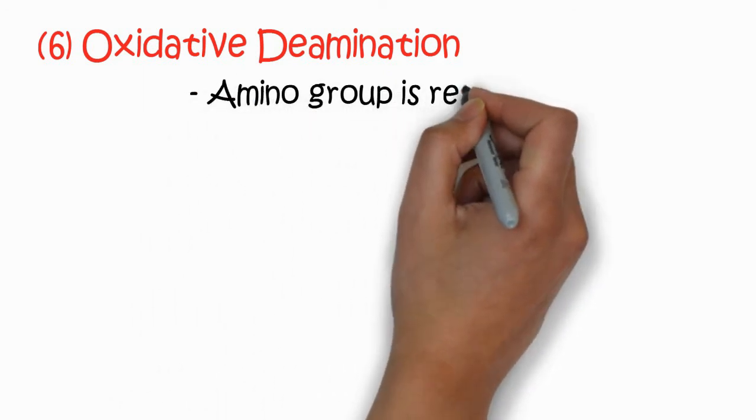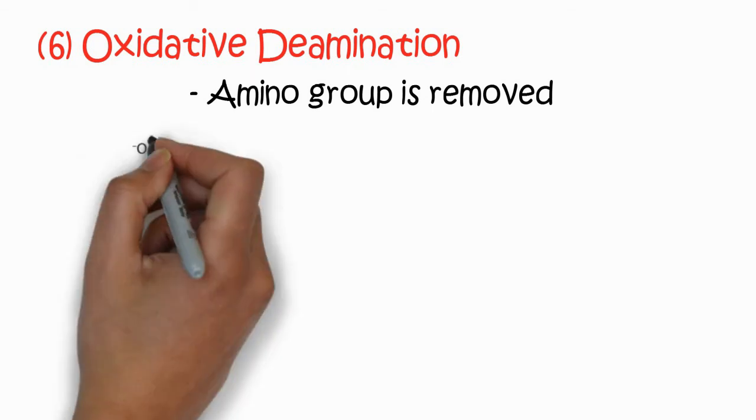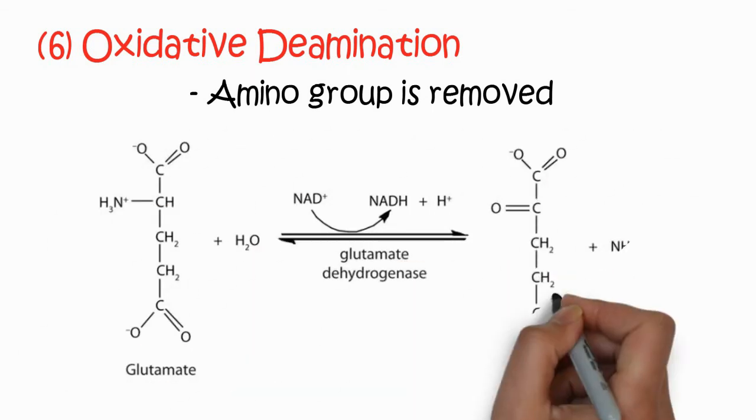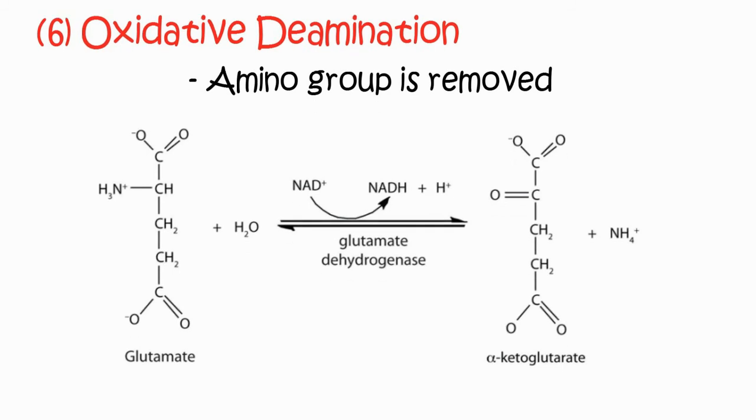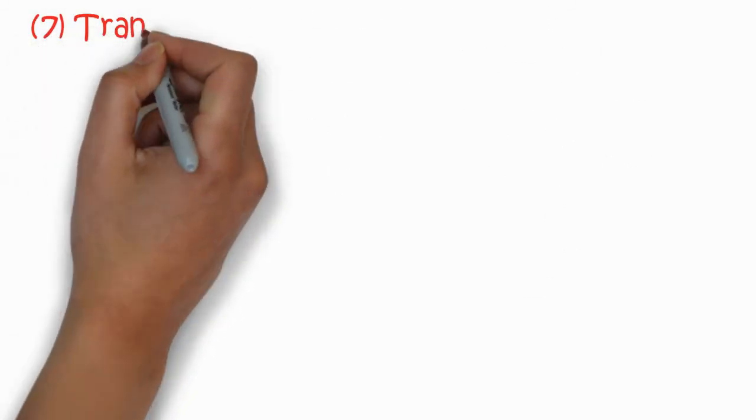Next is oxidative deamination. In this case, the amino group is removed. You can see here glutamate is converted to alpha-ketoglutarate in the presence of glutamate dehydrogenase enzyme.